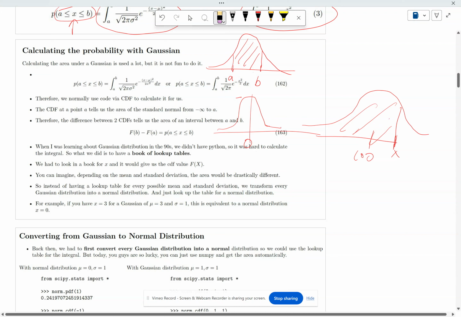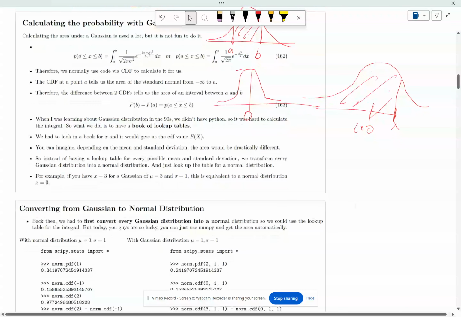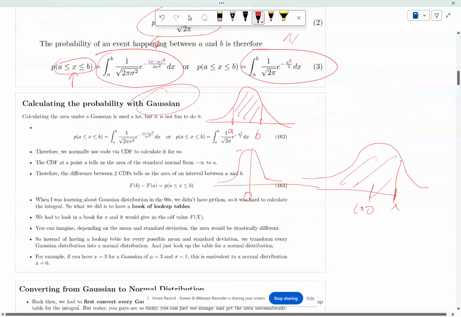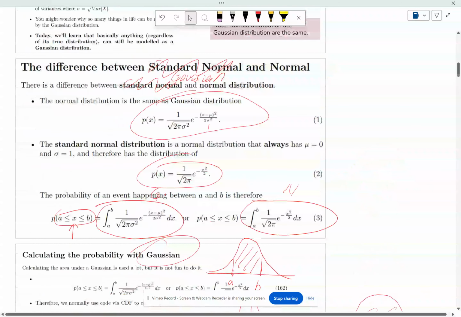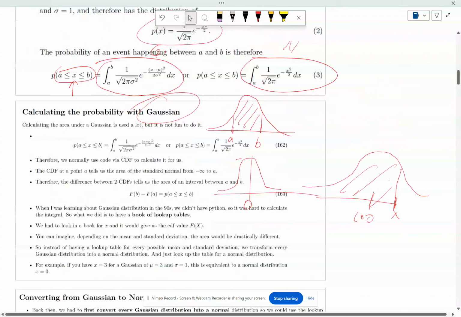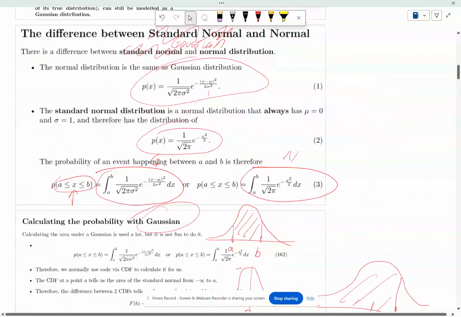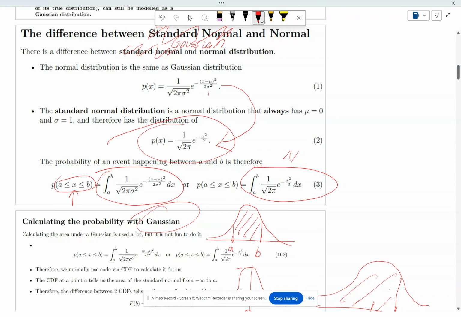So what we did back then is that instead of having infinite lookup tables for different mean and standard deviation, we just transform every single Gaussian distribution into a normal distribution. So we just transform right here. Yeah, we just transform every single distribution into this. Once we transform into this distribution, this is the standard distribution we look at, and then we look at the lookup table. Once we look at the lookup table, then we translate it back. So that's how it was historically done.